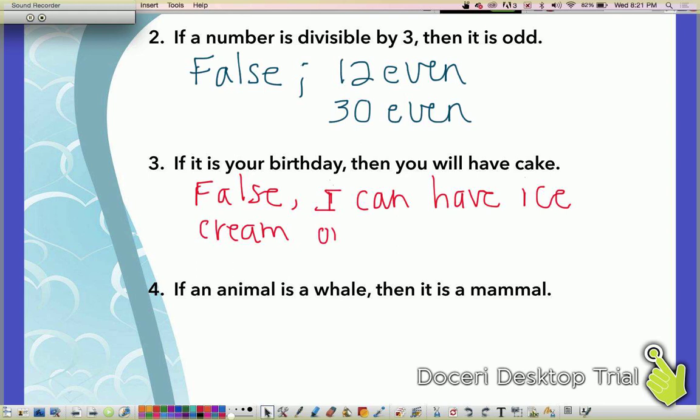Or brownies. Okay, so that's what you need to do, is to find something that would make that false.